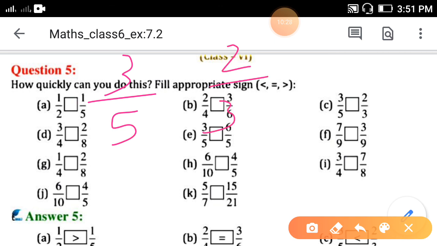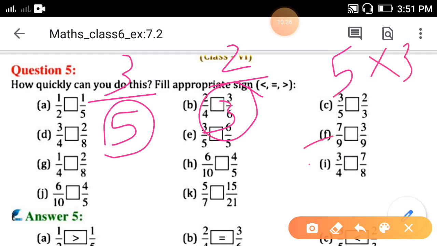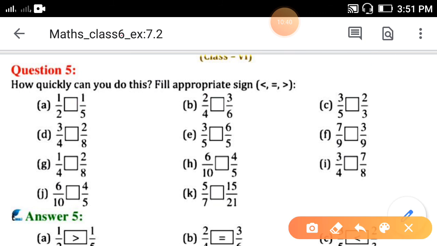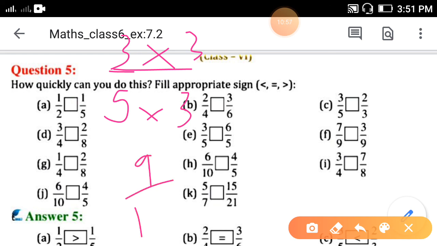How can you make their denominators the same? You have to find the LCM of 5 and 3. So the LCM of 5 and 3 is 15. Now next step, make the denominator 15. Here 5 is there. If you want 15 in the denominator, you need to multiply by 3. 5 3s are 15. Same thing you have to repeat in the numerator. 3 3s are 9. So here you will get 9 over 15.